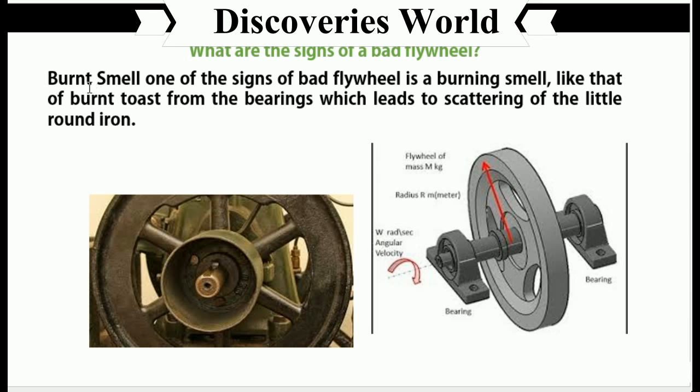I say a burnt smell. One of the signs of a bad flywheel is a burning smell, like that of burnt toast, from a bearing, which leads to scattering of the little round balls inside the bearings, because this is a bearing and the bearing has little balls inside. So when it scatters, that is where the flywheel tends to be faulty.